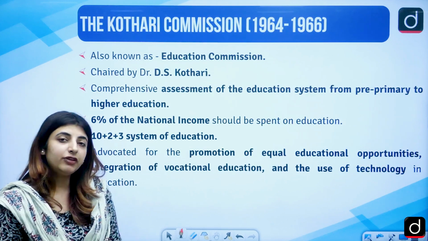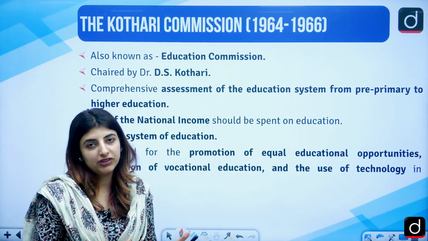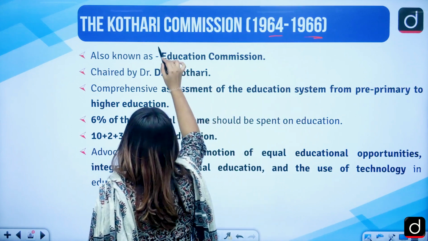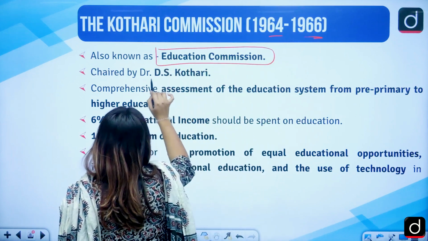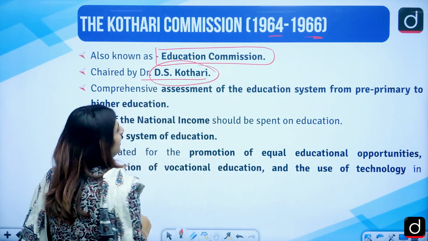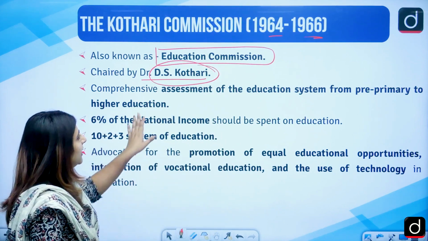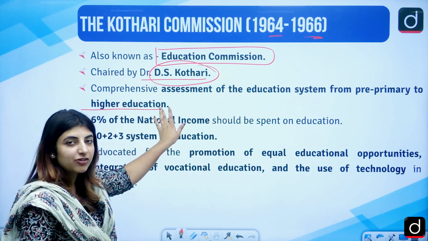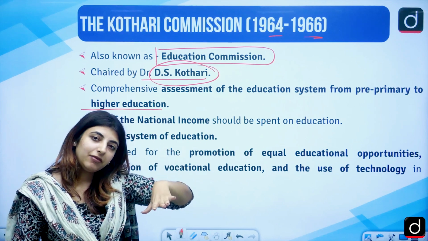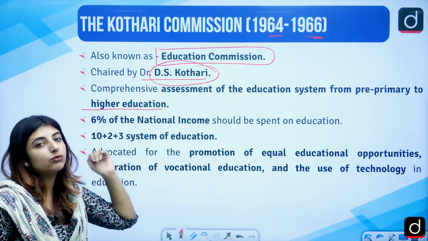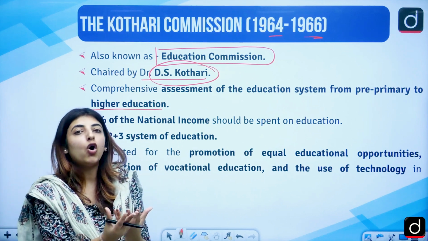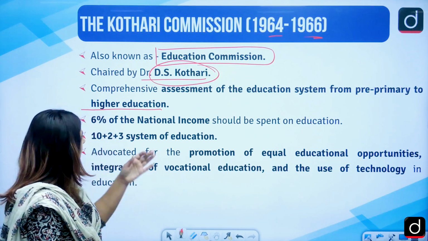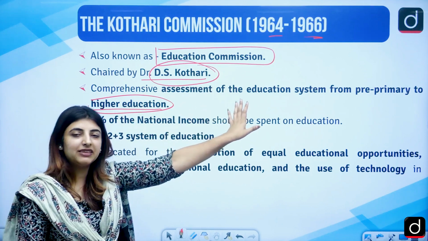Then we have one of the important post-independence education commissions, the Kothari Commission, 1964 to 66, also known as the Education Commission, headed by Dr. D.S. Kothari, which was trying to assess the education system from what? From the pre-primary to the higher education system of India. It was looking at all these spheres of education, not just university education per se, but from pre-primary to higher education.